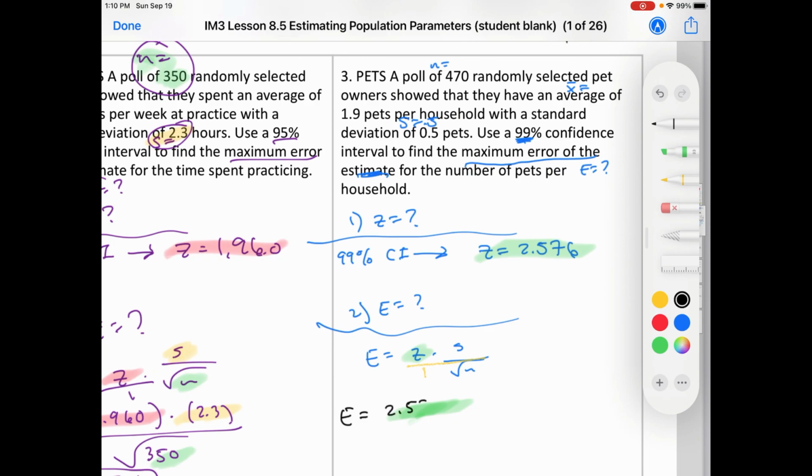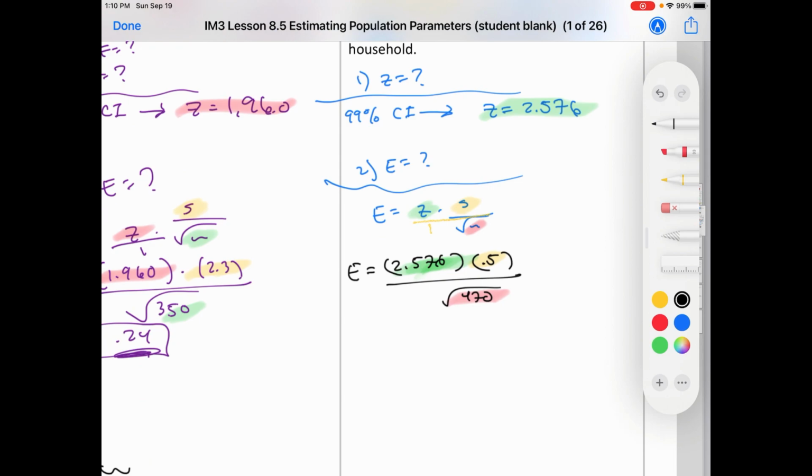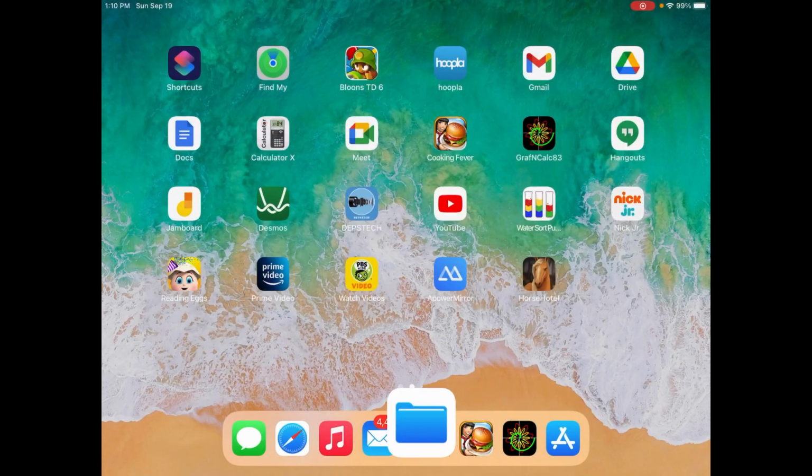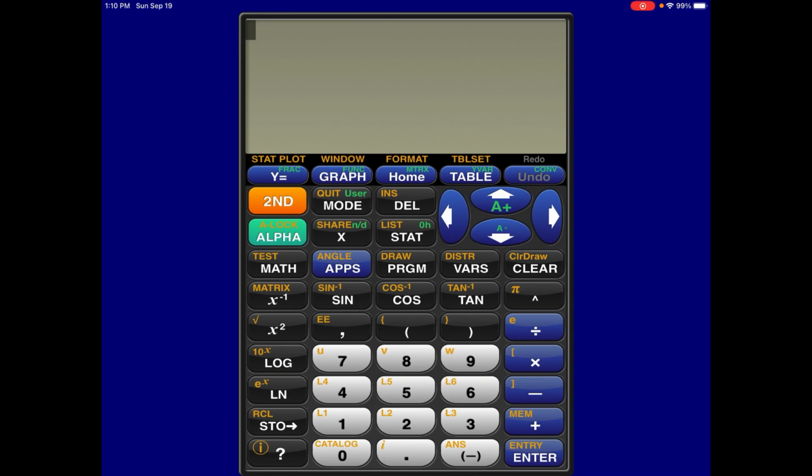E equals 2.576. Okay, and then our S value is our standard deviation. So standard deviation 0.5. And really that's just over our N value, which is 470. Okay, let's go over here. Let's just do this for the first time, and I do two sets of parentheses to kind of show the fraction.